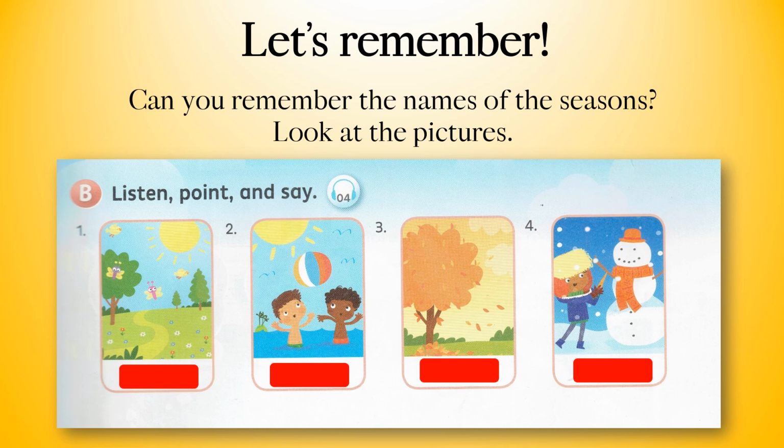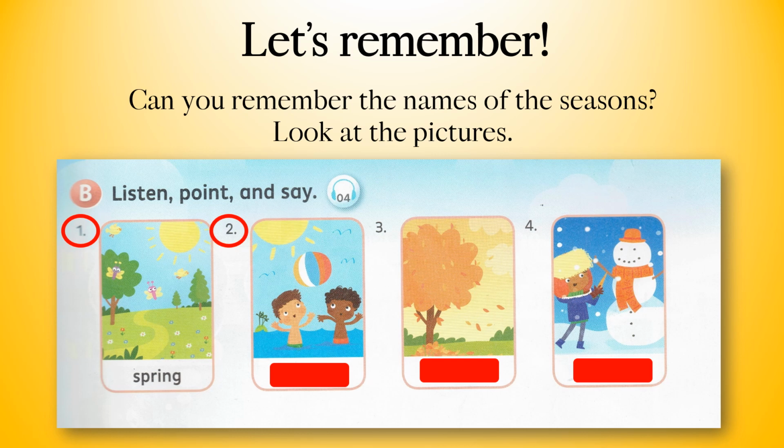Okay, let's remember. Can you remember the names of the seasons? Don't cheat. Don't look at your book. Stay with me here. Let's see what you can remember. Okay, look at these pictures. What is number 1? The trees are green. The flowers are growing. The birds are flying back from where they've been, in another country where it was hot. Now they come back because it's warm. It's spring.